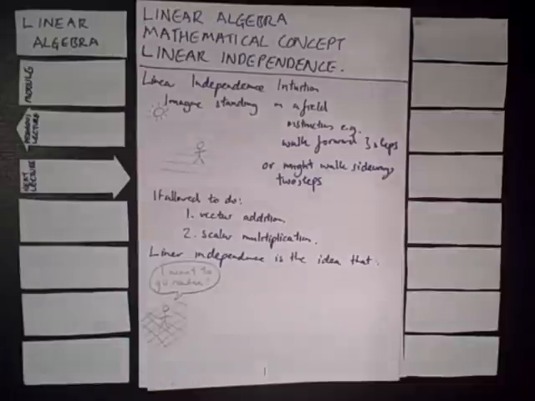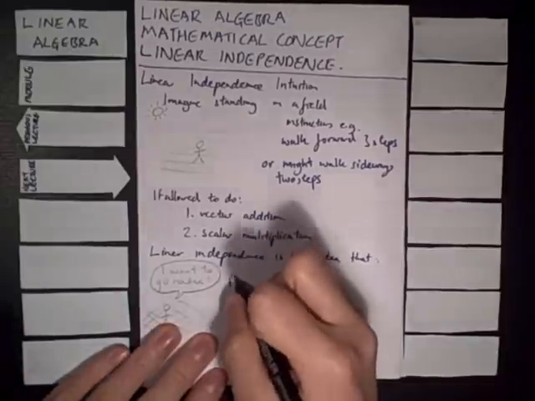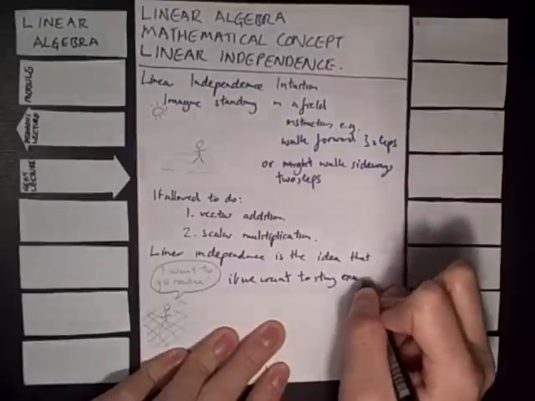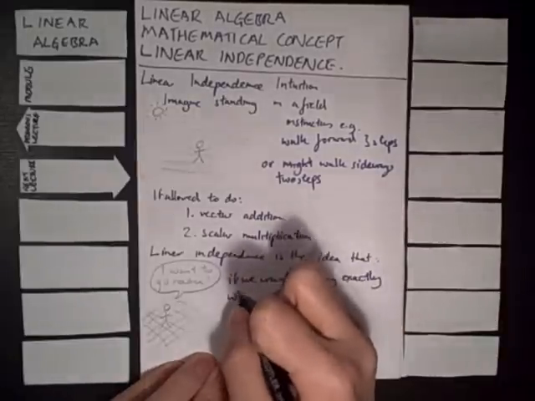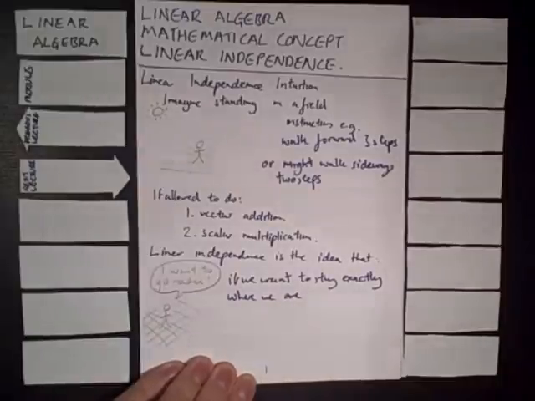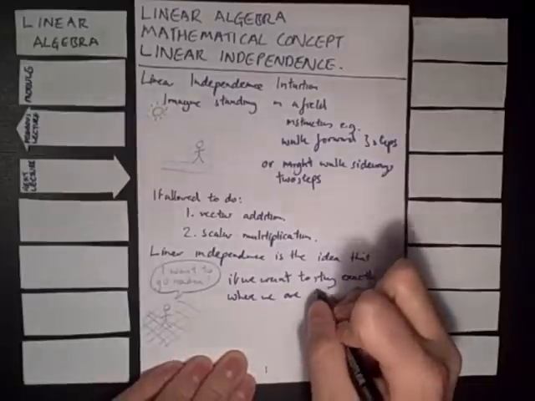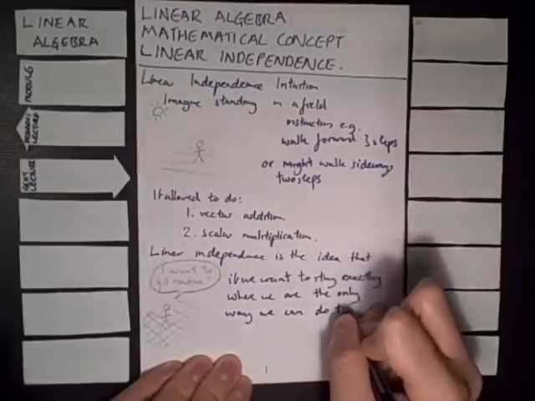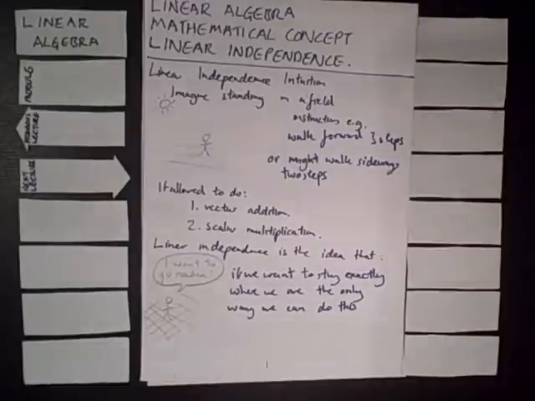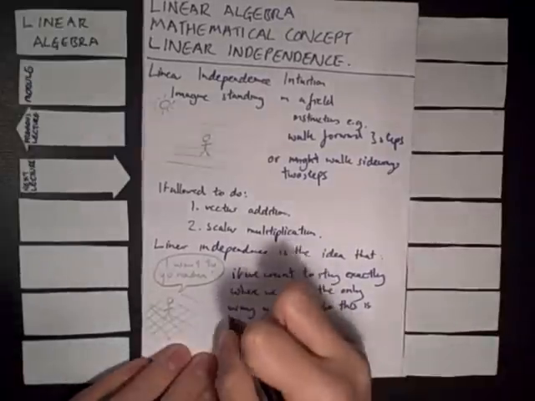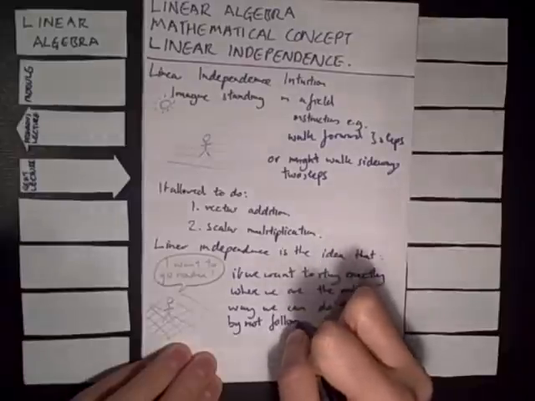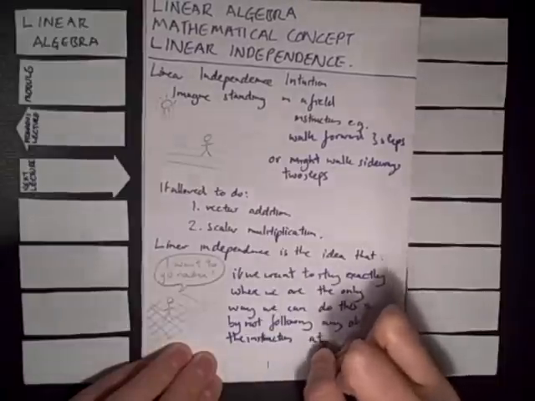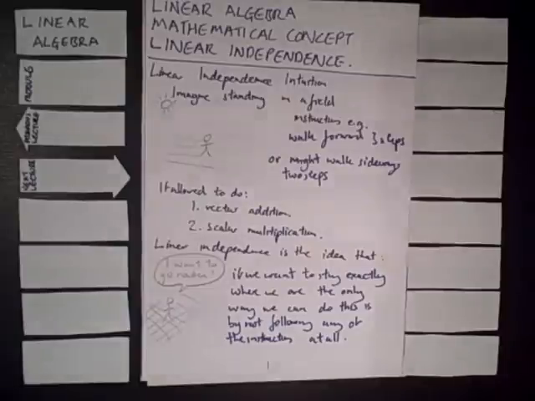Linear independence is the property of a set of instructions that, if we want, rather bizarrely, to stay exactly where we are, the only way we can do that is by not following any of the instructions at all. Or in other words, to follow each instruction 0 times.